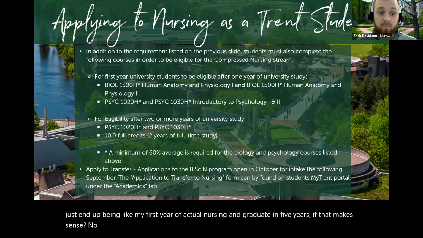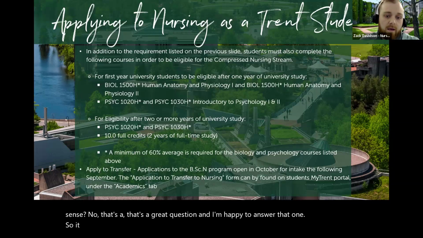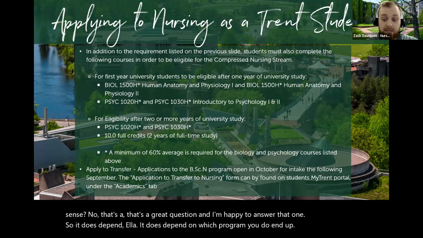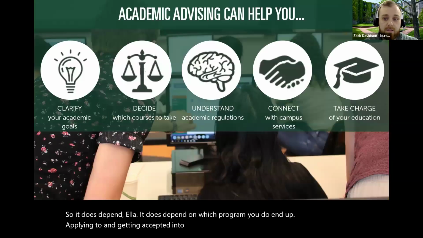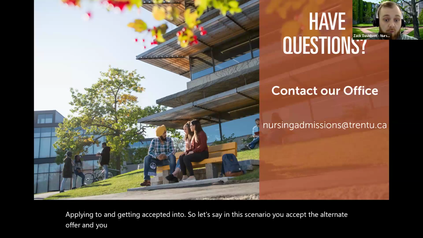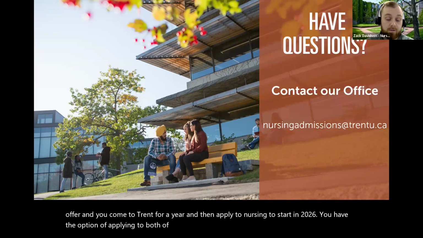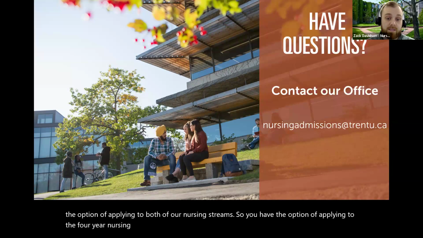No, that's a great question, and I'm happy to answer that one. So it does depend, Ella, on which program you end up applying to and getting accepted into. Let's say you accept the alternate offer and you come to Trent for a year and then apply to nursing to start in 2026. You have the option of applying to both of our nursing streams: the 4-year nursing stream as well as the 28-month compressed nursing stream.